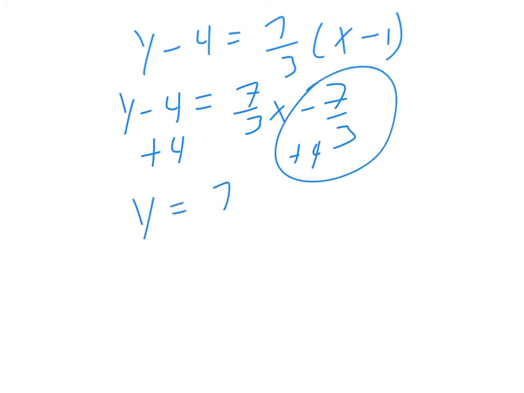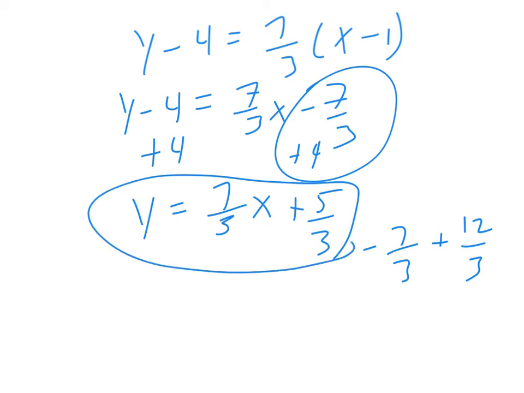Y equals 7/3 x. So we're worrying about -7/3. I'm going to erase that. Well, it's just not working out well today, is it? -7/3 plus 12/3, right? Isn't that what 4 is? And yes, that is indeed a positive 5/3.